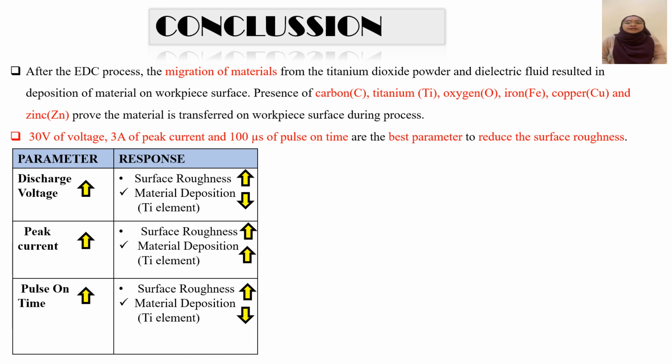Based on this finding, the higher voltage will result in higher surface roughness and lower material deposition. Second, the higher peak current will result in higher surface roughness and higher material deposition. Lastly, higher pulse on time will cause higher surface roughness and lead to lower material deposition.